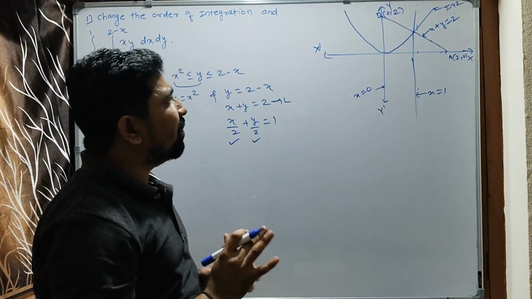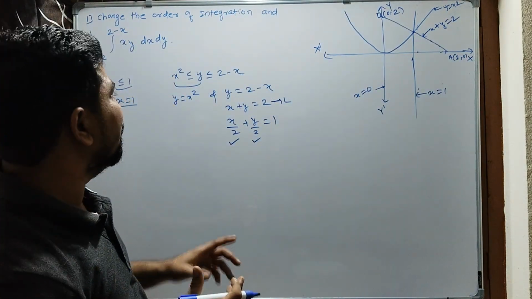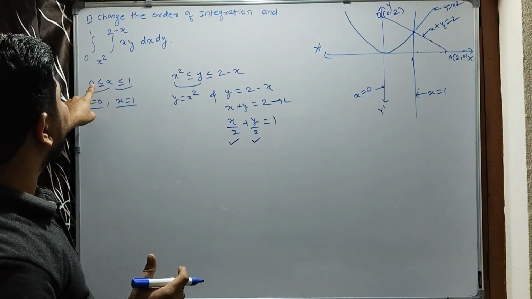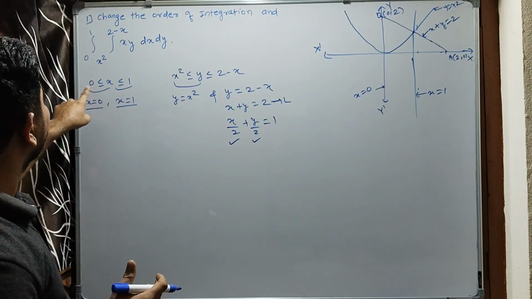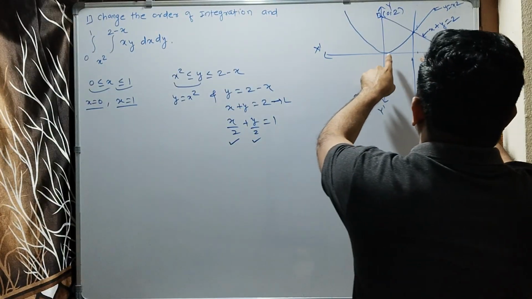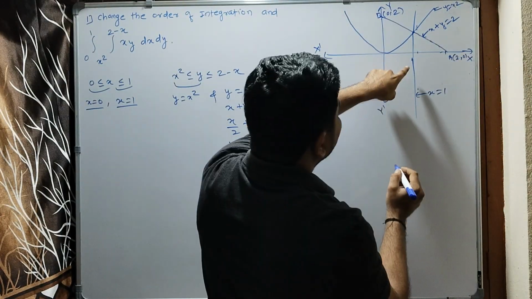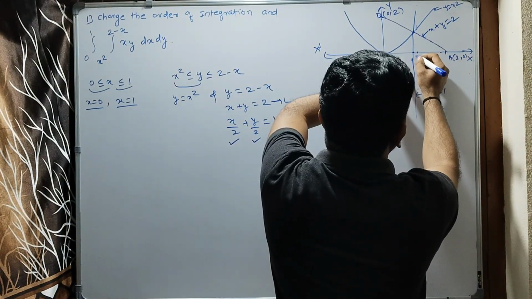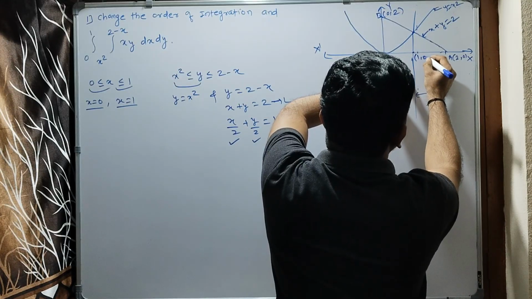Now I want to find the region. So where is the region? Just observe one thing. x belongs to the closed interval 0 to 1, so 0 is less than or equal to x, which is less than or equal to 1. So x is allowed from here. Let's say this is the x equal to 1 line. At this point the coordinates are 1, 0.